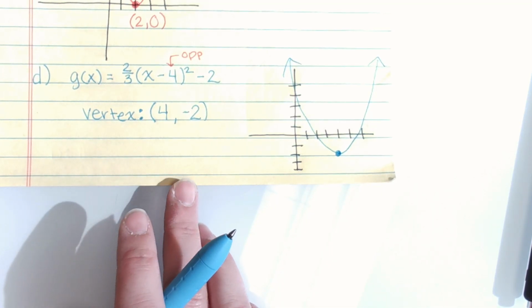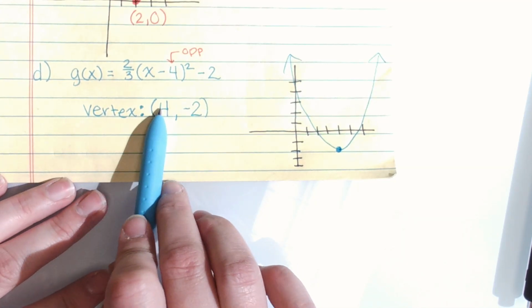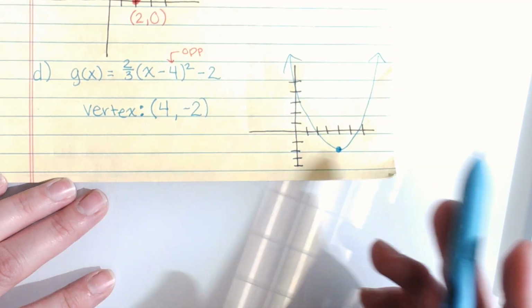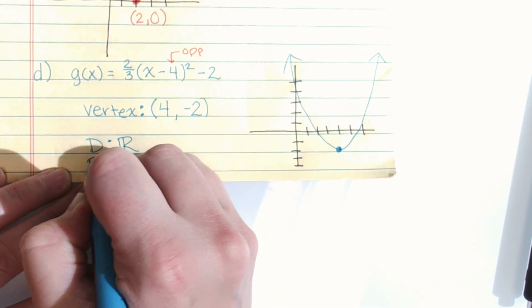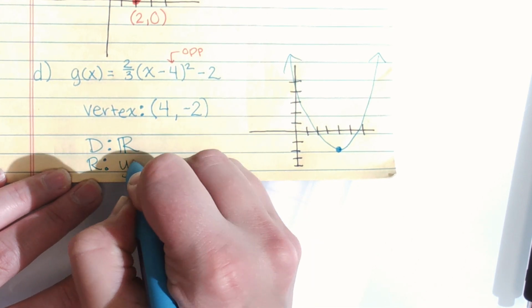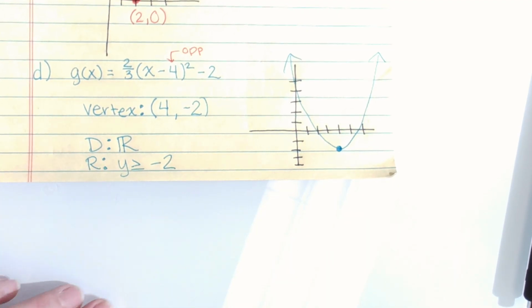I'm not looking for any of the specifics. I'm not actually looking for you to tell me up, down, left, right. We did the up, down, left, right just to kind of get to the idea of this is how you find the vertex. Domain would be all real numbers. Range would be y is greater than or equal to negative 2. Opens up, greater than or equal to. Opens down, less than or equal to.